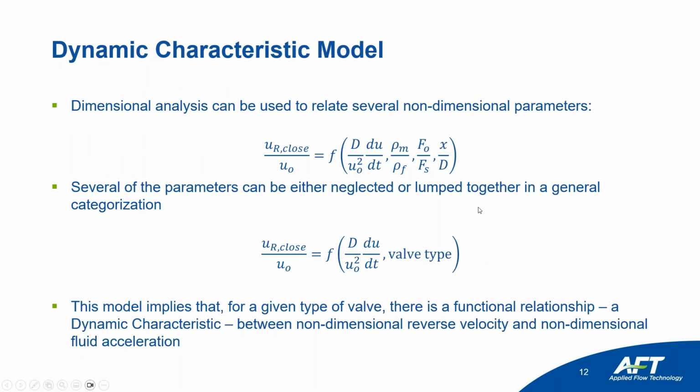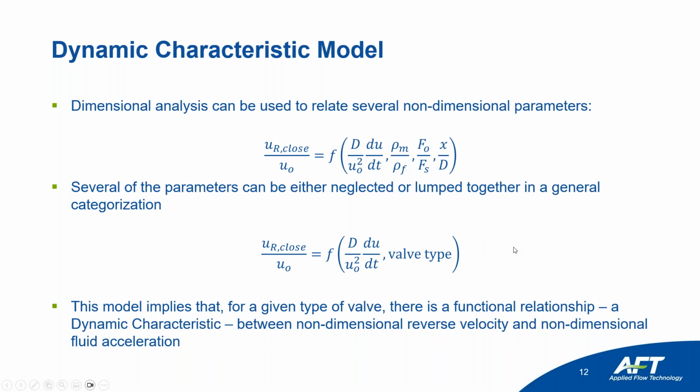Most of the investigation on this paper was into this dynamic characteristic model. In Impulse, this is a button in the check valve window that says estimate basically the closure velocity. And the idea here is that you can do dimensional analysis on the check valve problem and relate a number of non-dimensional parameters. And people, kind of titans in early development of water hammer simulation, looked at these things and they said a lot of these parameters don't really change that much or can be lumped together.